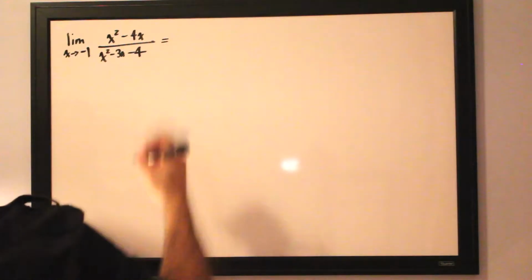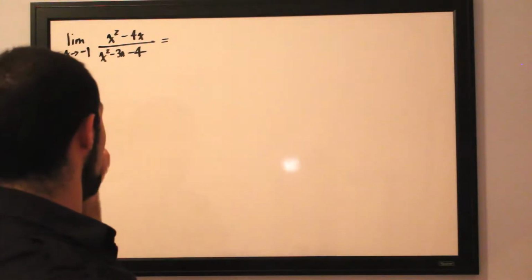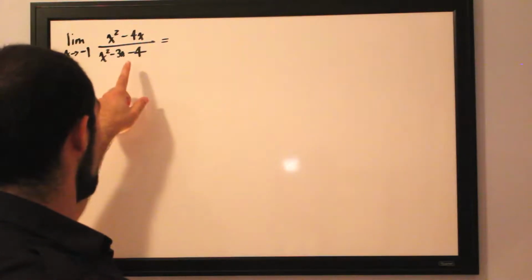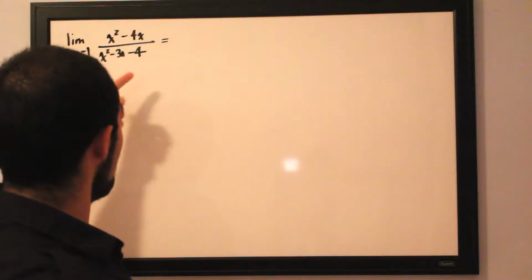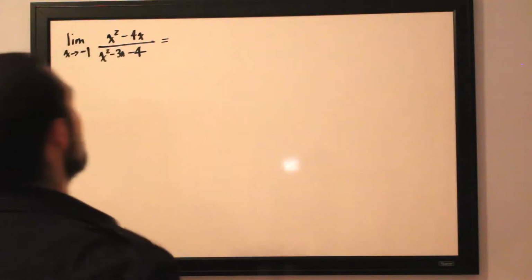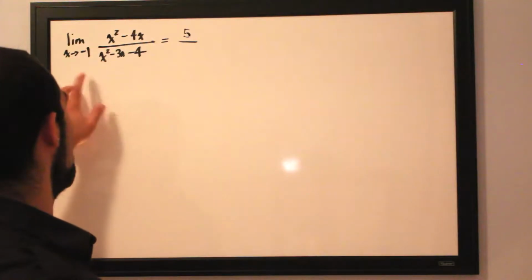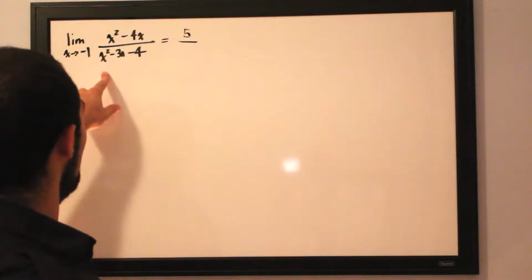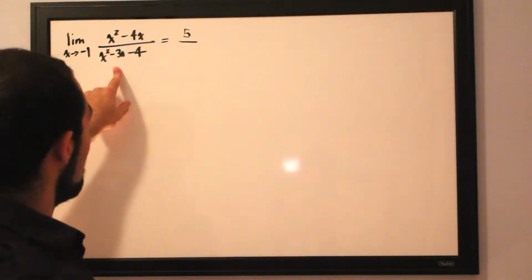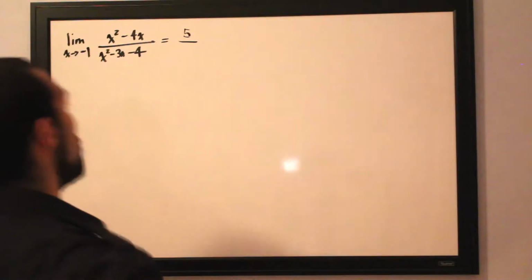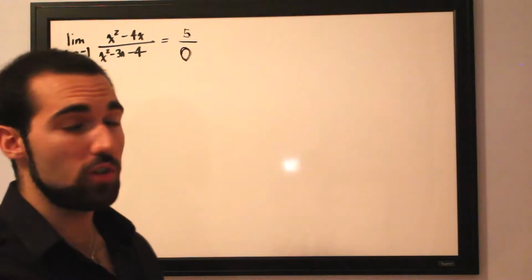So first, let's check to see if this is going to give us an indeterminate form. If we plug in negative 1 into this function, we get negative 1 squared, which is positive 1, minus negative 4, so this is plus 4. This gives us a 5 in the numerator. In the denominator, negative 1 squared plus 3 gives us a 4, minus 4 gives us a 0 in the denominator. So this is going to require a little bit of manipulation.